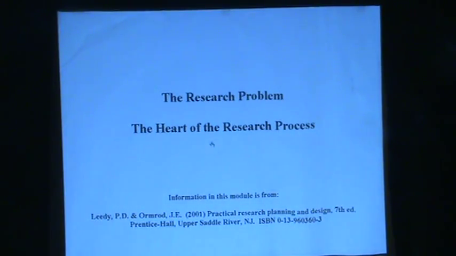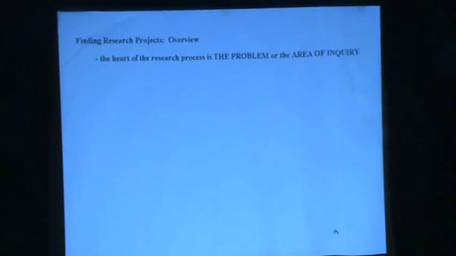And the information used in this module is taken from Leedy and Ormrod, Practical Research Planning and Design, 7th edition, Prentice Hall, Upper Saddle River, New Jersey. And I've put the ISBN number there. Excellent text. I'm not in the business of promoting textbooks or anything like that, but I certainly wanted to cite them for where the majority of this information comes from. Well, let's take a look.